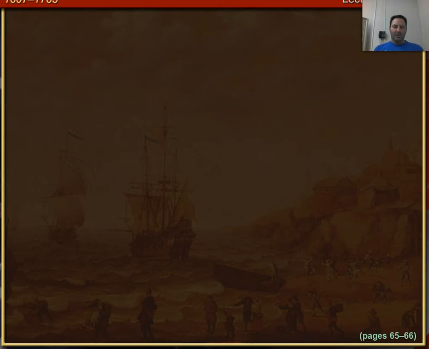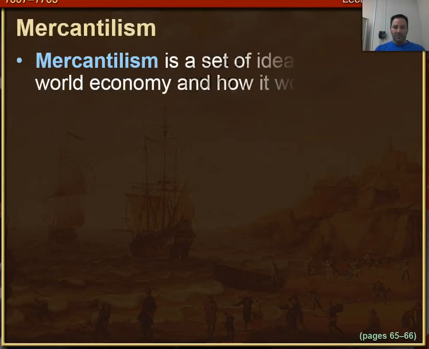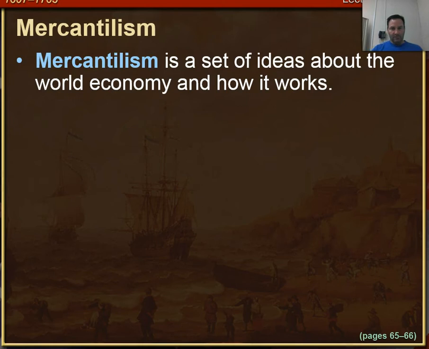Okay, so let's talk about colonial America as it's been established and some of the economic system between colonial America and the British, which is going to lead to problems later on that are going to arise with the Revolutionary War. Okay, so the economic system that was going on at this time was called mercantilism. It's a set of ideas about the world economy and how it works.